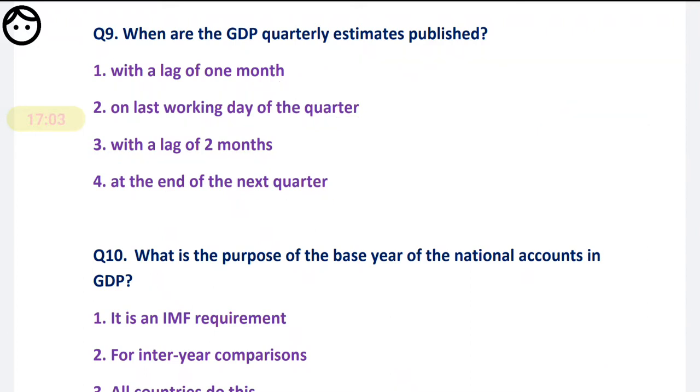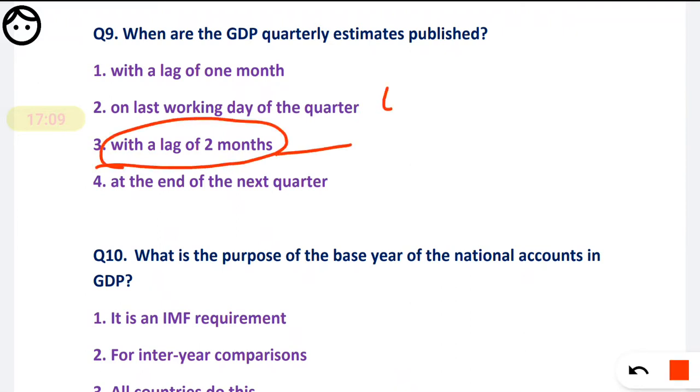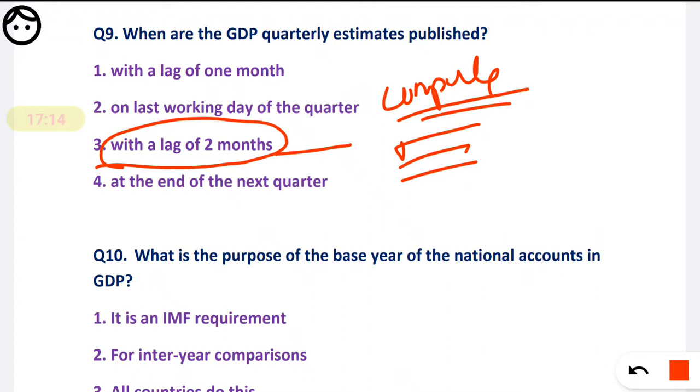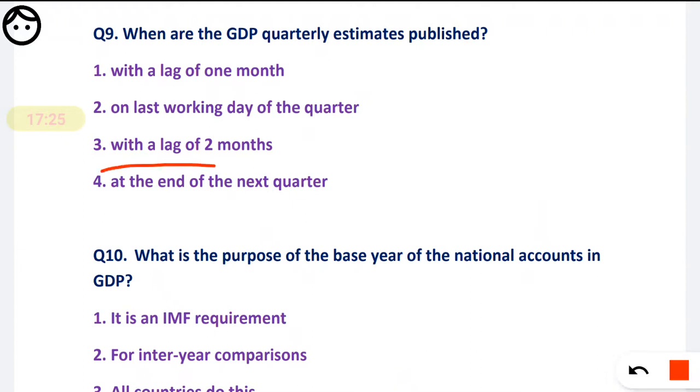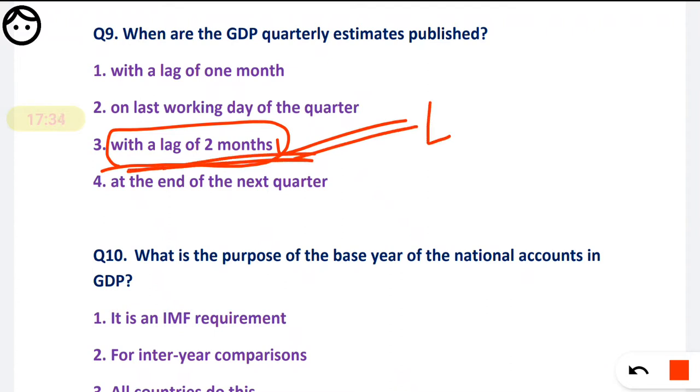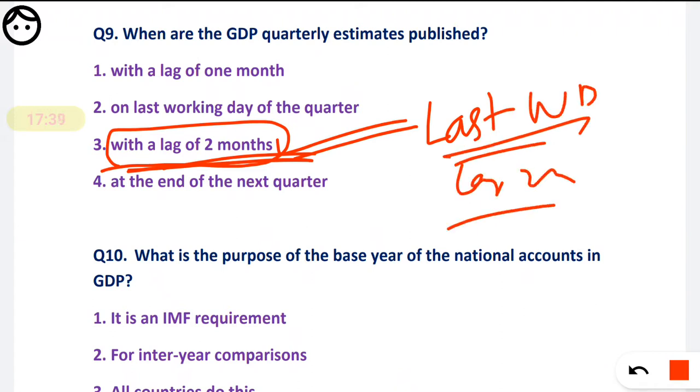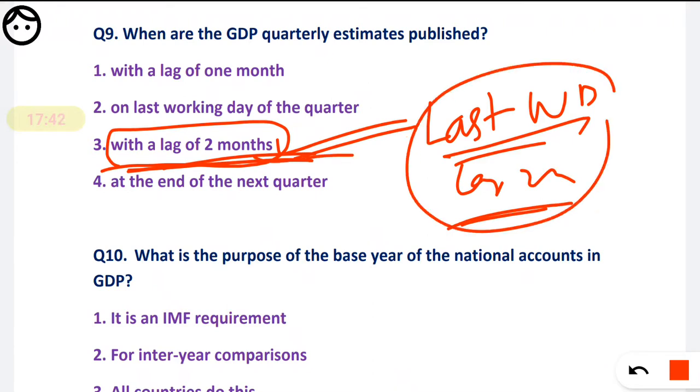So friends, the correct option here is with a lag of 2 months. Why are they lagging? Because to compute the data they need some time. Suppose this is January, February and March, and then April and May. By the end of May, that means after completing the quarter, in the second month they will publish the data, by lagging 2 months. That means after 2 months, on the last working day of the second month.